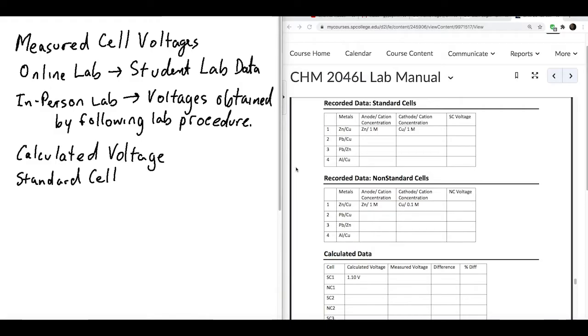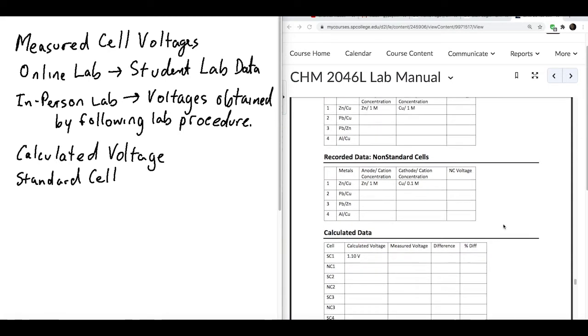Alright, let's look at what you're going to do with some of this data. As I've got over here, you're going to have some measured cell voltages, which will go in your recorded data. Now if you're taking the lab online, you'll find these results in the student lab data, and that will go in here under recorded data for the standard cells, and then here for the non-standard cells. Additionally, those values will get pulled down here for the standard and non-standard cells as well. So you just take this data and put it into these boxes here for the measured voltages.